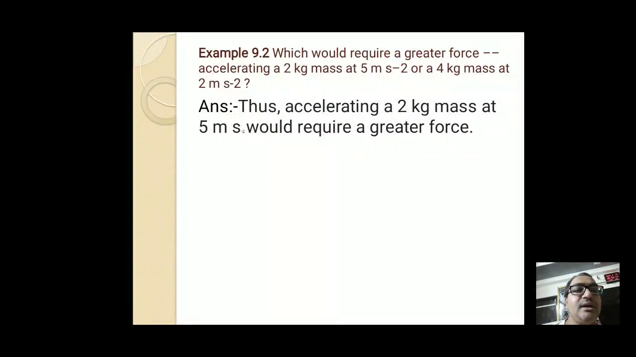Thus, accelerating a 2 kg mass at 5 meter per second square would require a greater force. So this is our answer for the particular question. I hope you understand this particular sum.